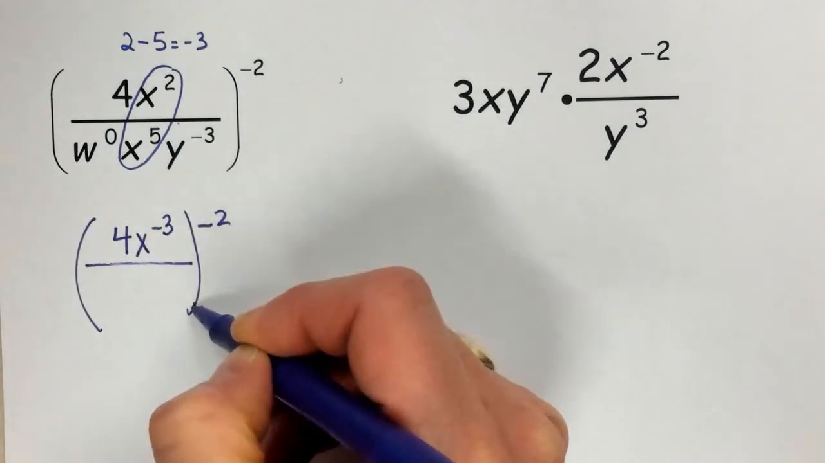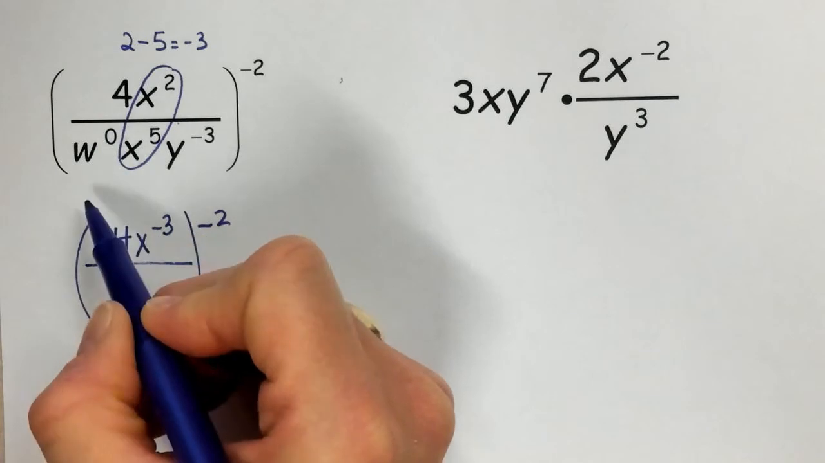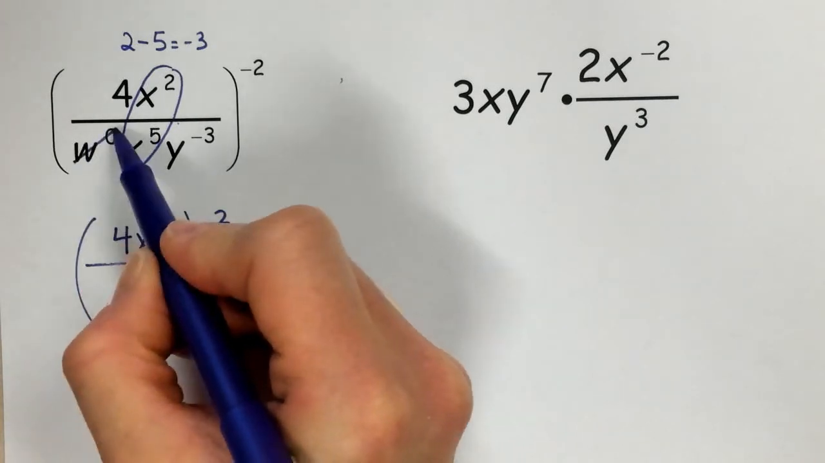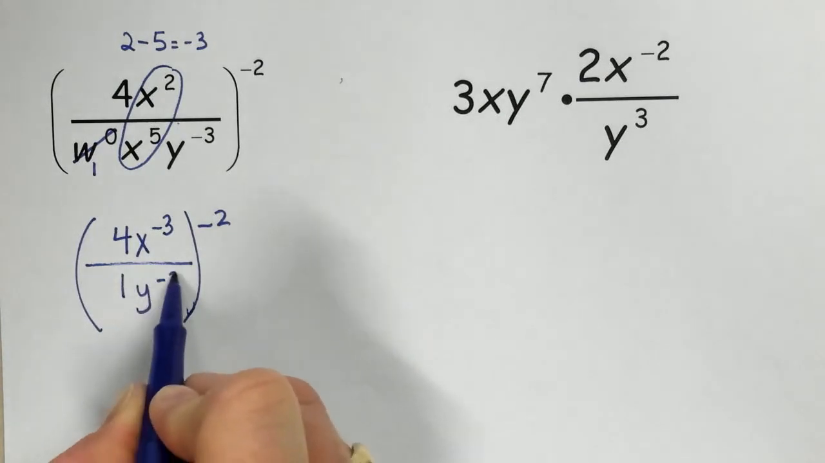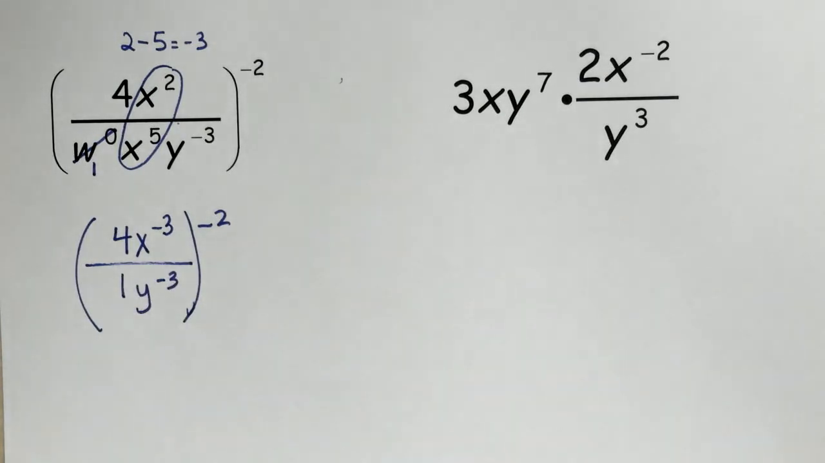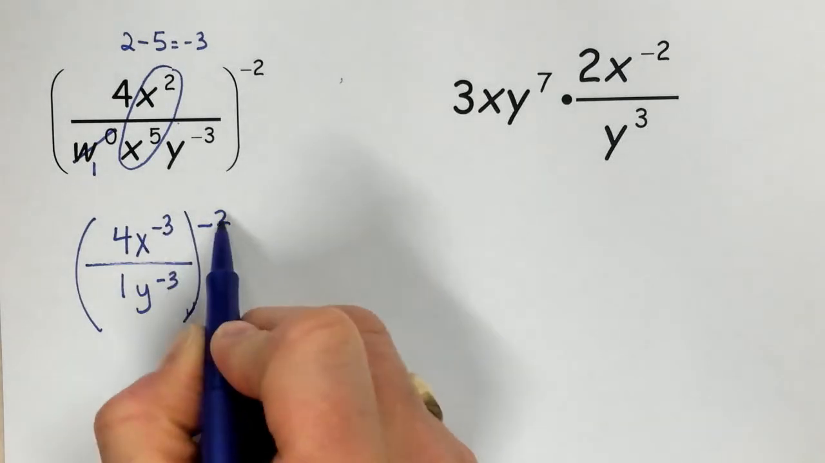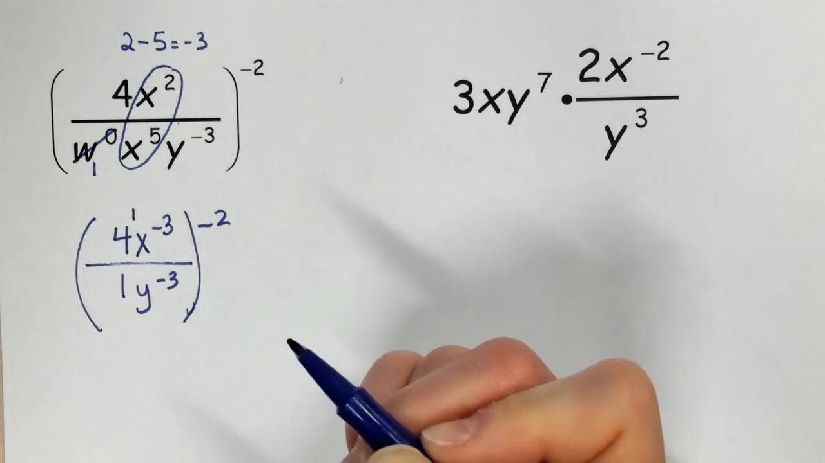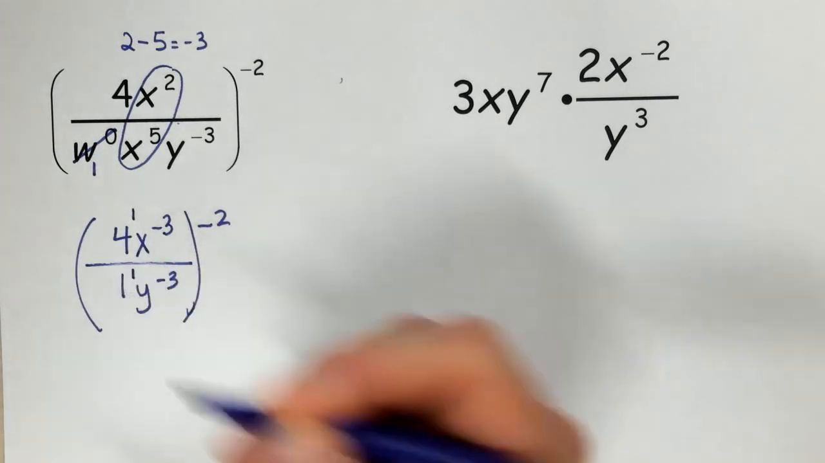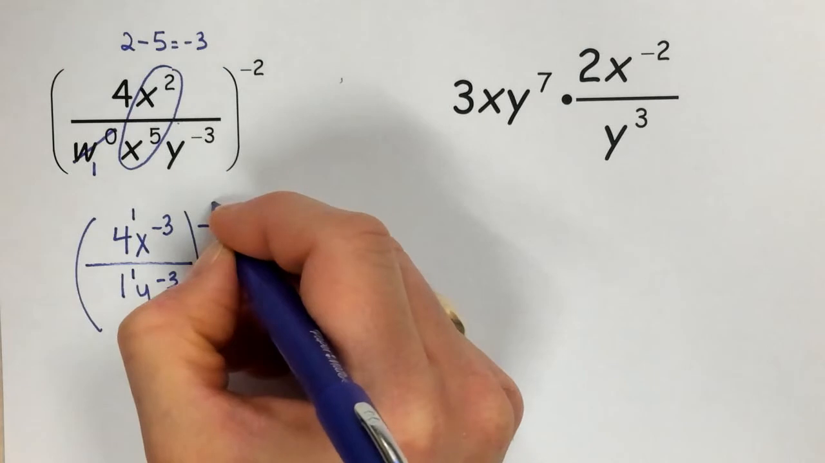And the other thing I notice is that I have a w to the 0. And you remember, anything to the 0 crosses out and becomes a 1. So I have 1 y to the negative 3 here. Of course, I don't have to write that 1. 1y is the same as y, so I will stop writing it in the next step. Okay, so now I've simplified what I can. I have to put my invisible 1 exponent on my 4. Sure, my invisible 1 exponent can go on my 1 as well, but I don't need it.